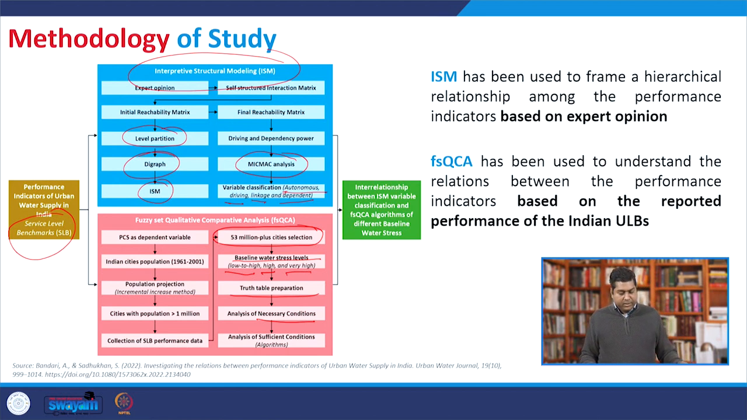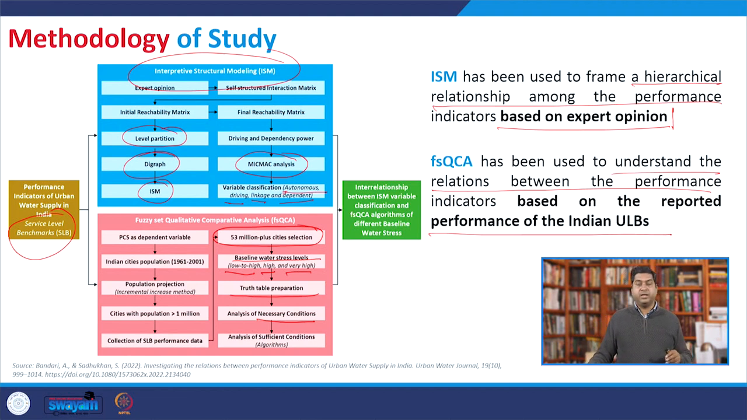The interrelationship between ISM variable classification and FSQCA algorithms of different baseline water stresses are compared to bring out the solution. So, ISM has been used to frame a hierarchical relationship among the performance indicators based on expert opinion, whereas FSQCA has been used to understand the relations between the performance indicators based on the reported performance, which is already quantified.